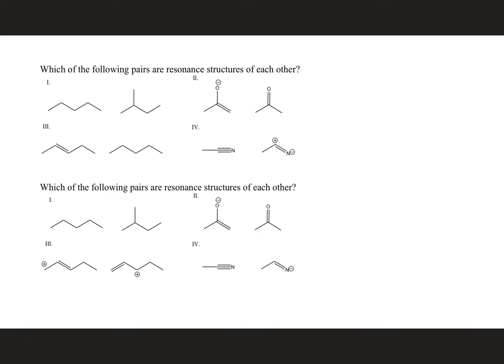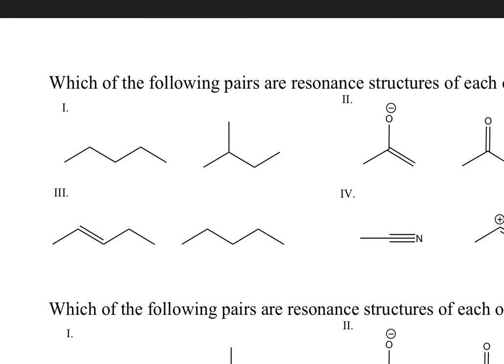So the first question here says, which of the following pairs are resonance structures of each other? In one, those are constitutional isomers. They each have 1, 2, 3, 4, 5 carbons. And you can see if I were to label these carbons 1, 2, 3, 4, and 5, that carbon 5 was bonded to 4, but now it's bonded to 2. So those are constitutional isomers.